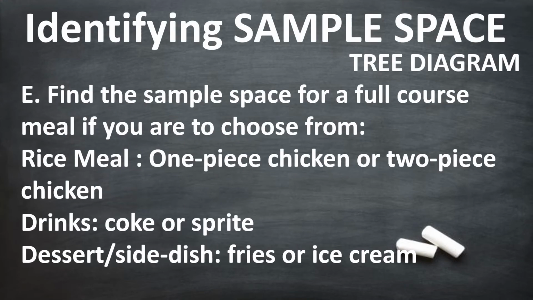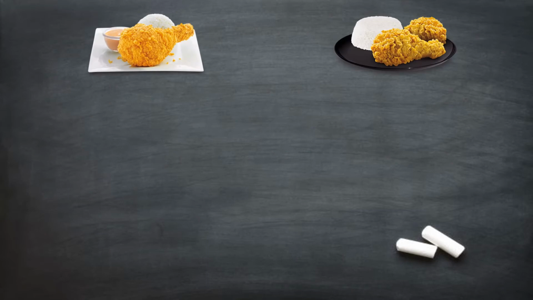Another example in identifying sample space using the tree diagram. So let's say the given experiment is you're asked to find the sample space for a full course meal if you are to choose from first option is the rice meal, one piece chicken or two piece chicken, and then for the drinks we have the Coke or Sprite, and then for the dessert or side dish we have the fries or ice cream. Let us first illustrate the first option for a full course meal is the rice meal, the one-piece chicken and the two-piece chicken.